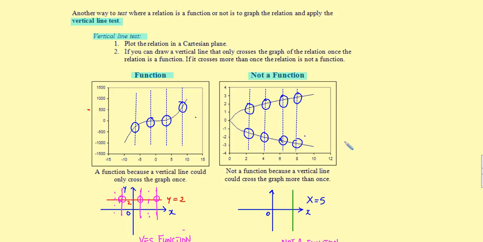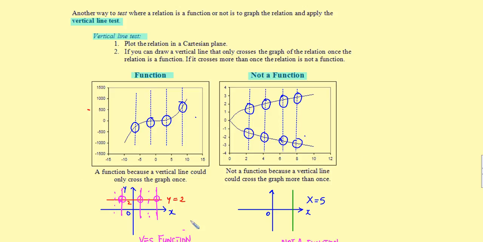So what that's telling me is that I am not getting a one-to-one relationship. In other words, this is a one-to-many relationship, in that for one value of x, I'm getting more than one value of y occurring. And again, what it says underneath, it's not a function, because a vertical line could cross the graph more than once.